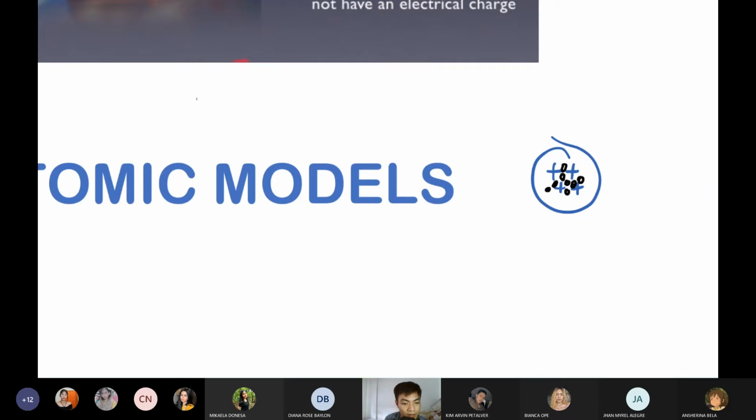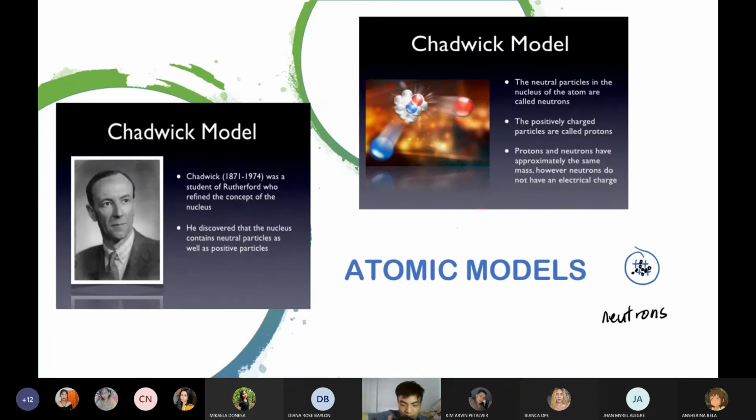That there is something that is neutral inside the nucleus of an atom. And he called it the neutrons. Okay? So, neutrons are the neutral charged particles inside the nucleus of an atom. Okay? So, nag-expand na talaga yung knowledge natin ng atom dito, no?